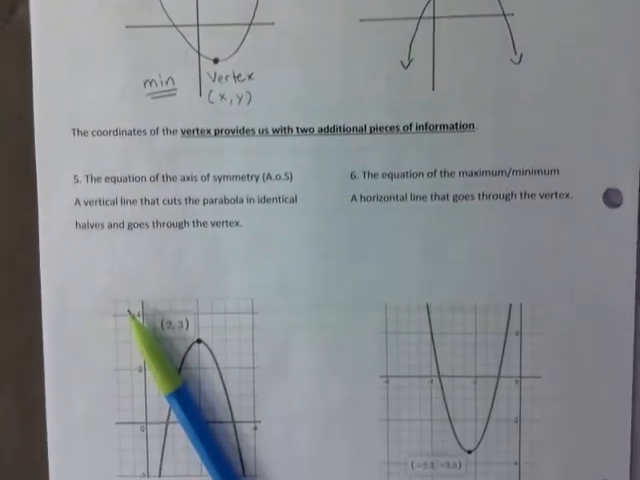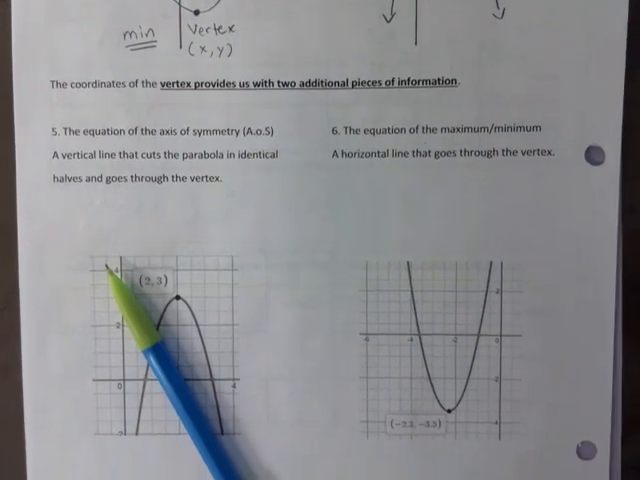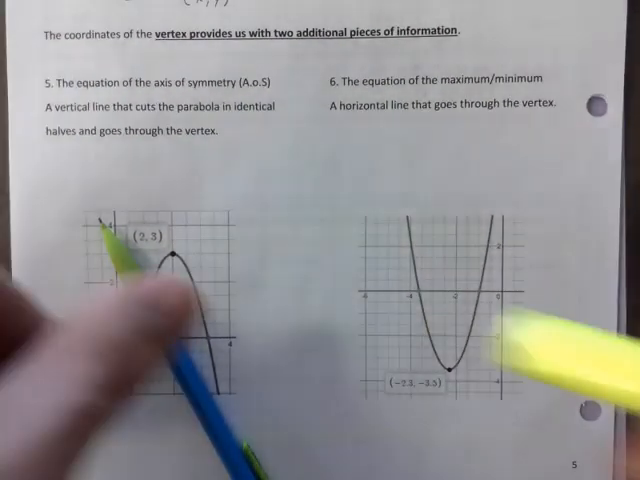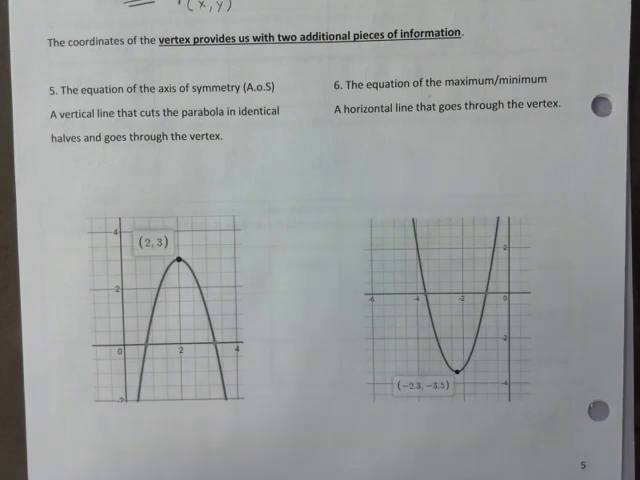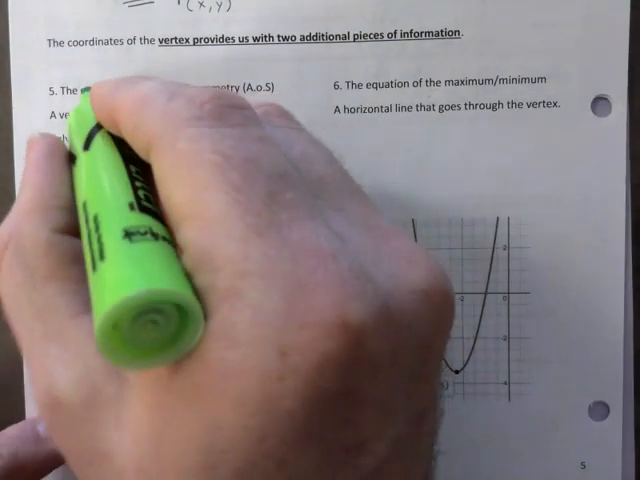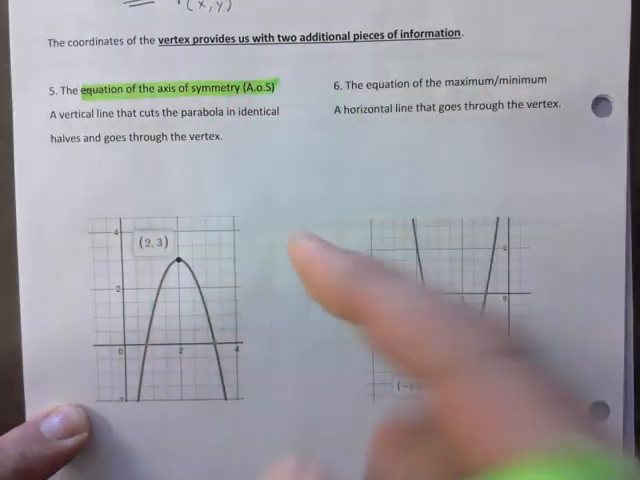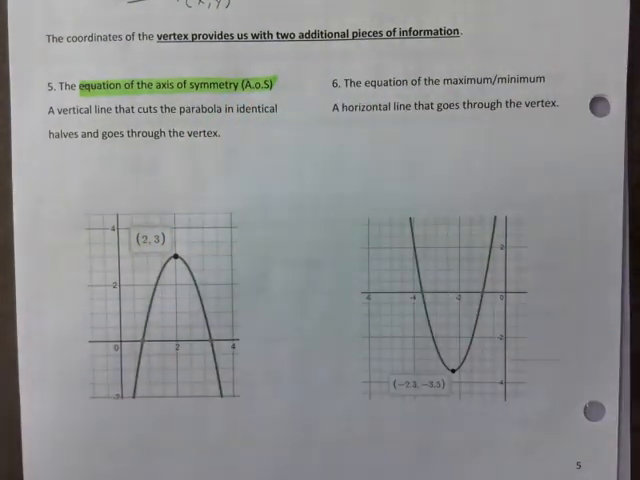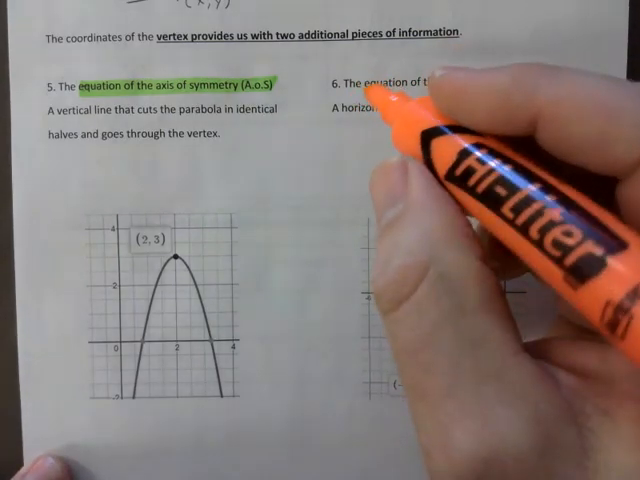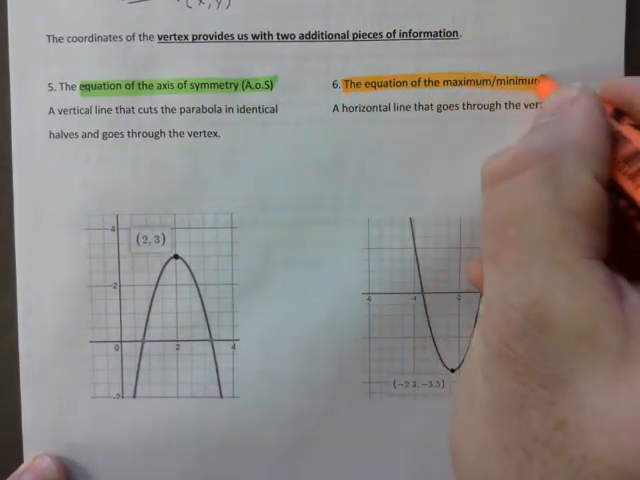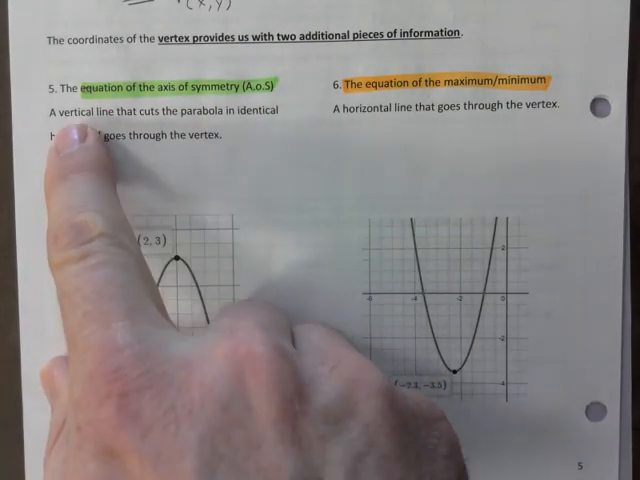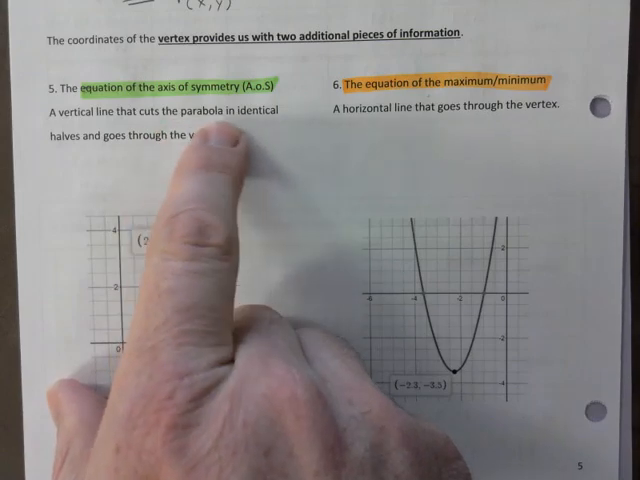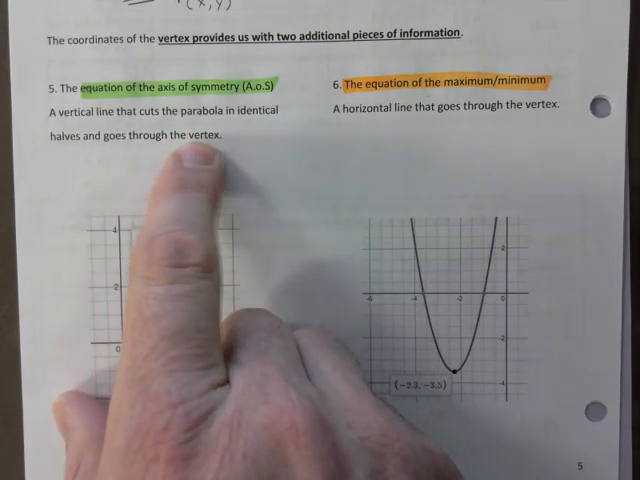The vertex provides us with two additional pieces of information. Watch this. Two different colors. I'm going to use green and orange. So it gives us the equation of the axis of symmetry, which I call AOS, and it gives us the equation of the maximum and minimum. The axis of symmetry is a vertical line that cuts through the parabola in identical halves and goes through the vertex. Okay.